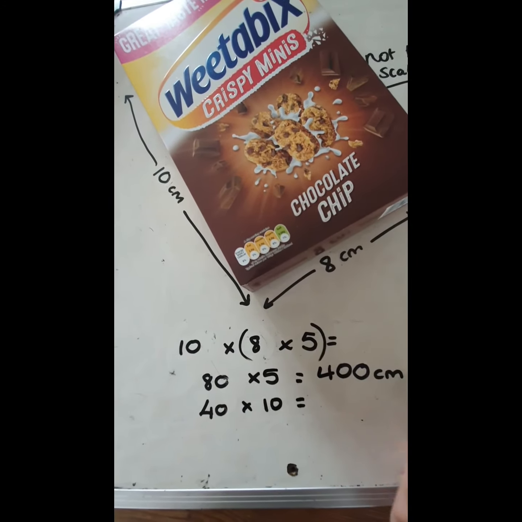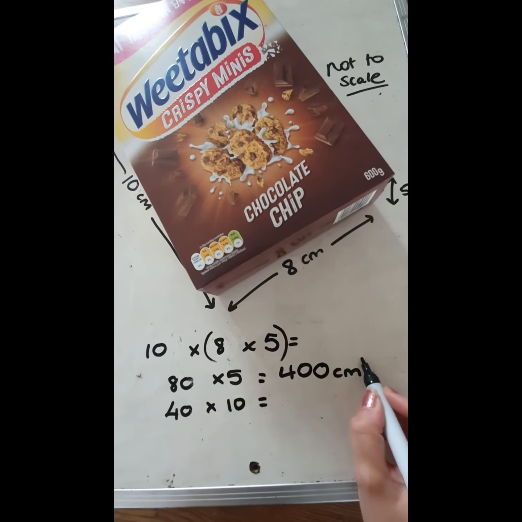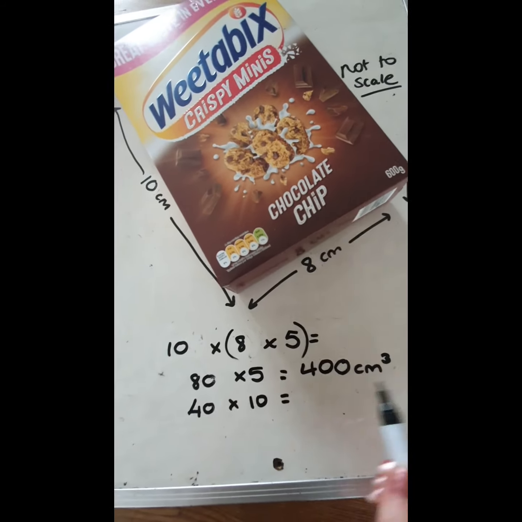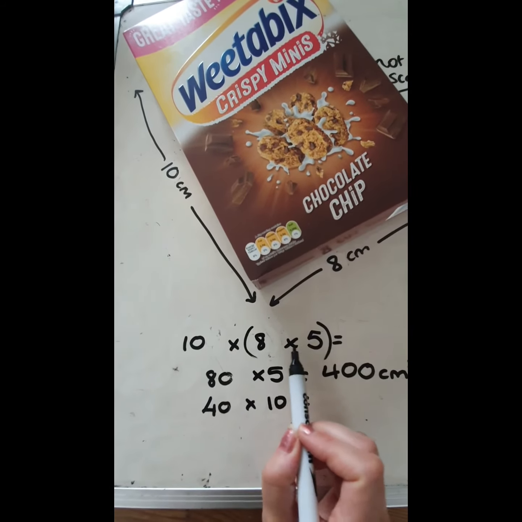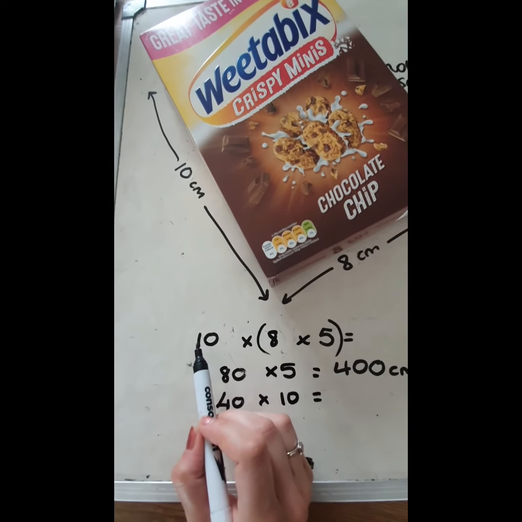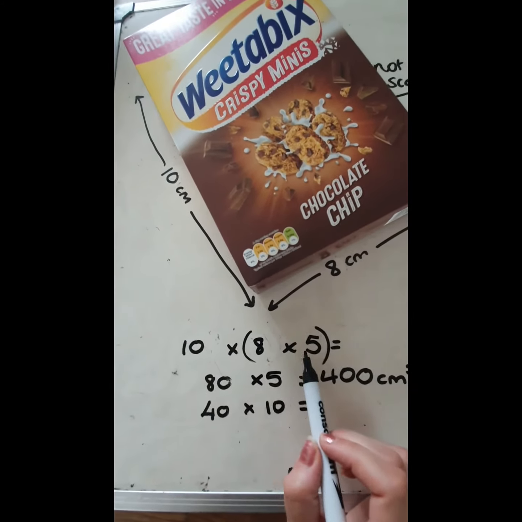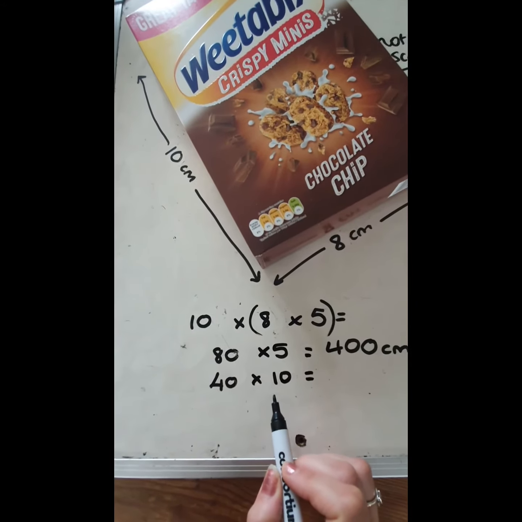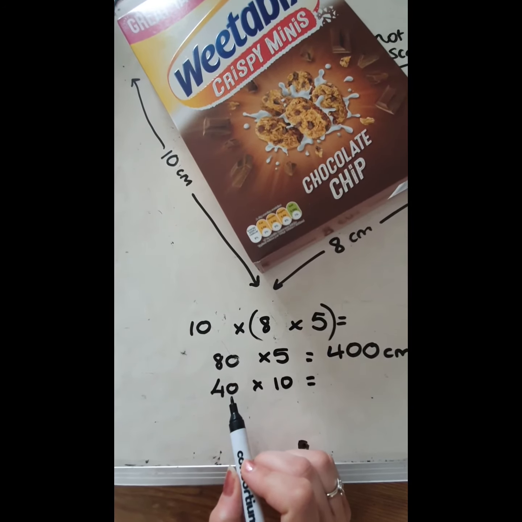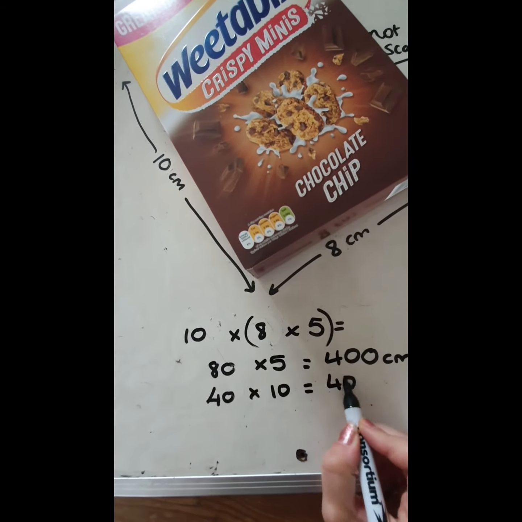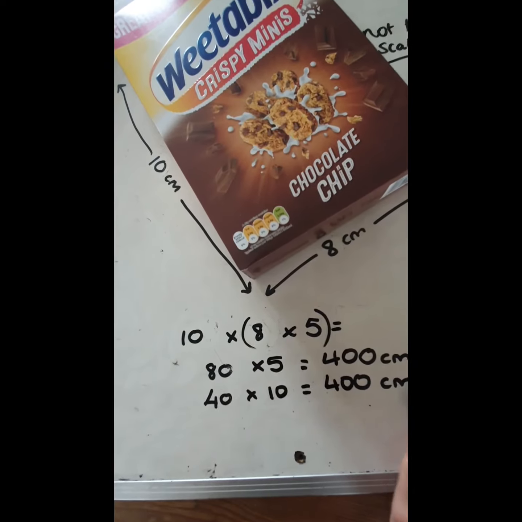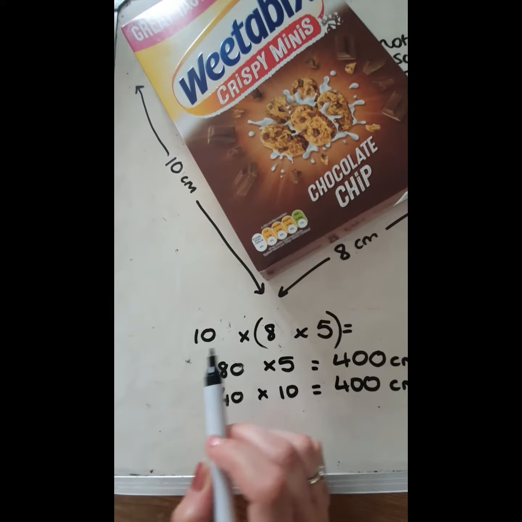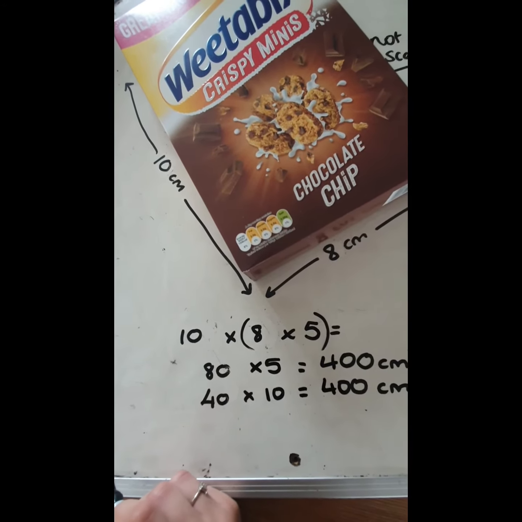And I'm dealing with centimetres. Now I'm going to put a little 3 up here, not a little 2, and I'm going to explain why in a second. Let's just double check and see if 5 times 8 times 10 is the same as 10 times 8 times 5. 5 times 8 is 40. 40 times 10 is 10 lots of 40, which is 400. So yes, that just proves you can use the order in which you write down the numbers, or you can change the order if you find that's easier for you.